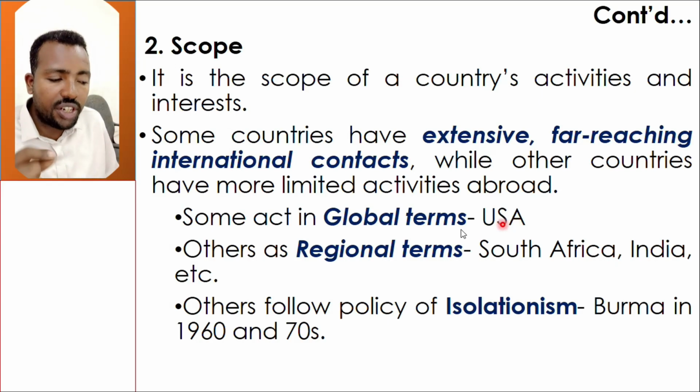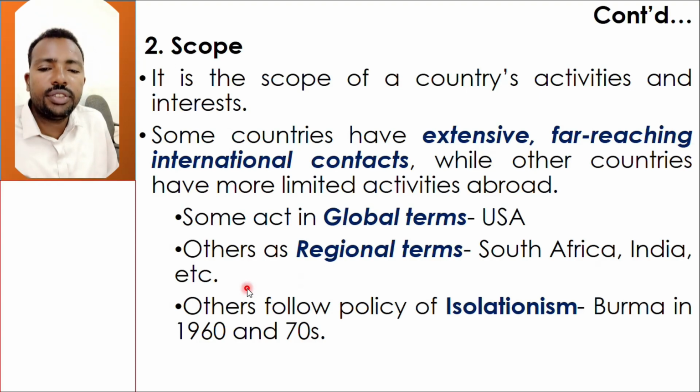And the second one is the regional scope. The scope of a country's foreign policy could be regional. That means South Africa, India, and so on take their activity and interest from a regional perspective. That means they emphasize their region. For example, South Africa on Africa, and India on Asia or the Middle East. Sometimes China also emphasizes the Asia level.